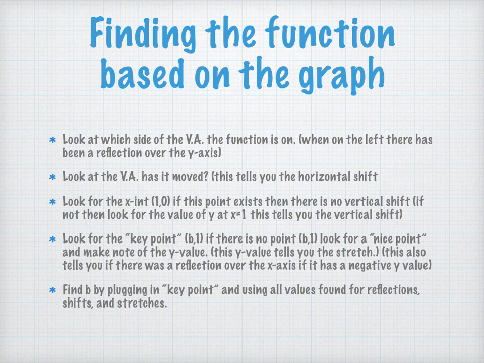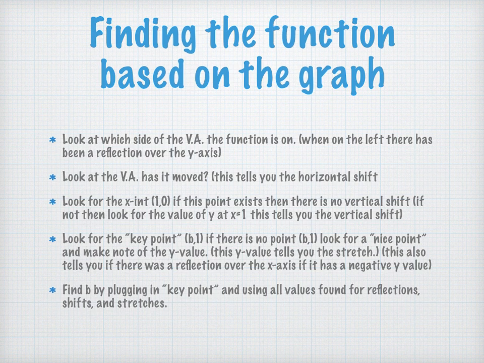Then we're going to look for the x-intercept (1, 0). If this point exists, then there is no vertical shift. If not, then look for the value of y at x equals 1. This tells you the vertical shift. Next, we look for the key point, (b, 1). If there's no point (b, 1), look for a nice point and make note of the y value. This y value is going to tell us our stretch. This also tells us about the reflection over the x-axis if it has a negative y value.